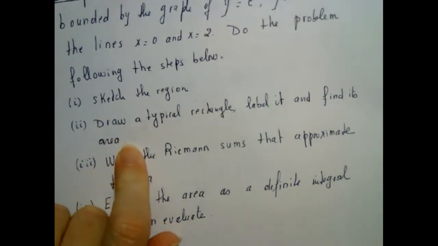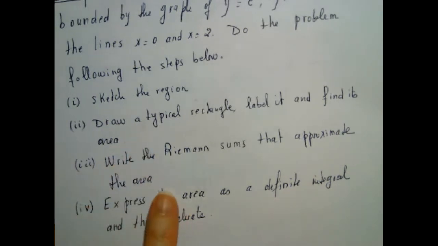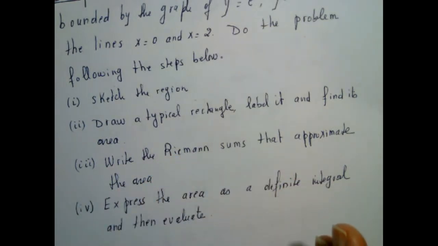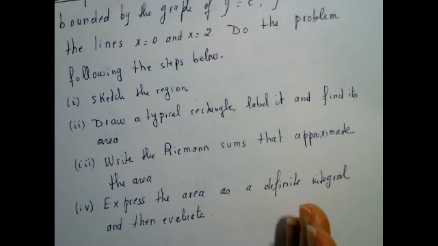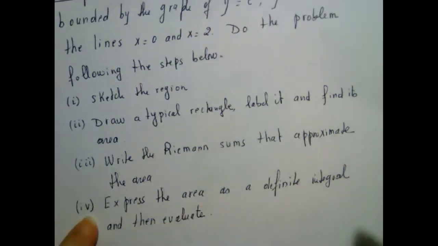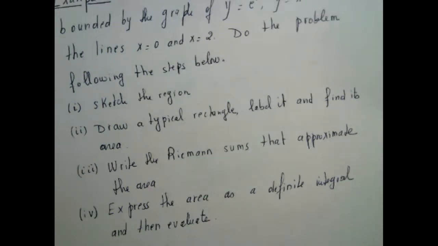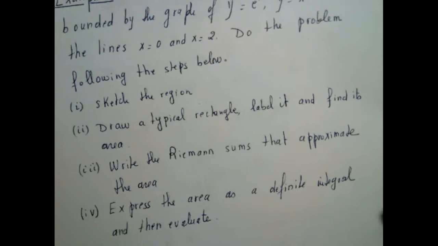Second, I want you to draw a typical rectangle, and I will explain again what I mean by that. Label it and find its area. So I want you to know what we are doing. Third, I want to write the Riemann sum that approximates the area. I want you to see that what we're doing is adding the little areas. The last step is to express the area as a definite integral and then evaluate. So we're going to do this problem exactly step by step so we understand the concept that we are working with.